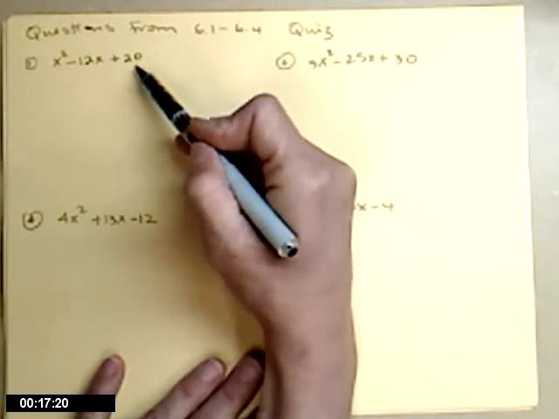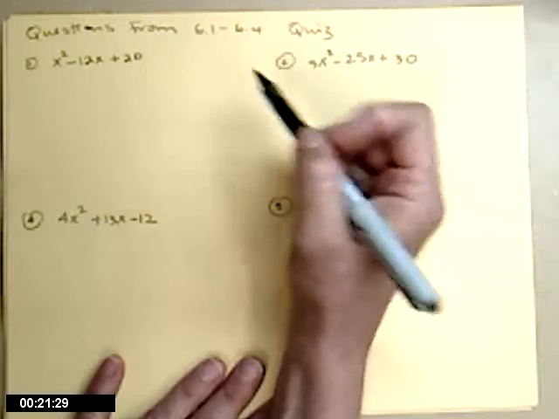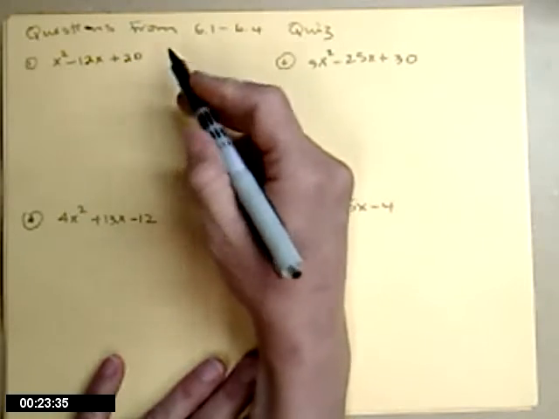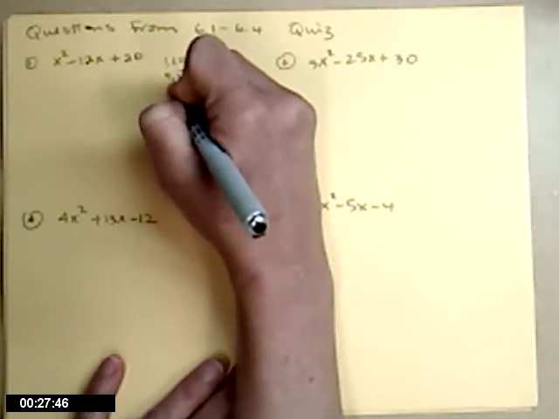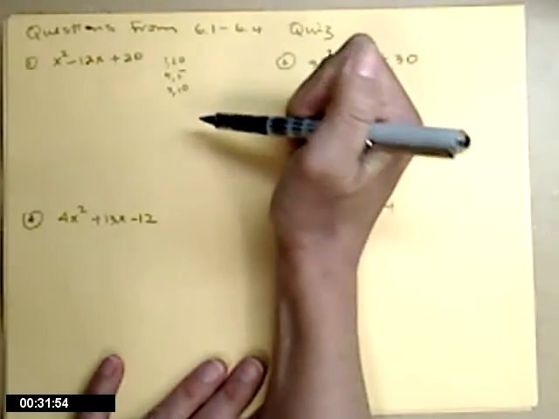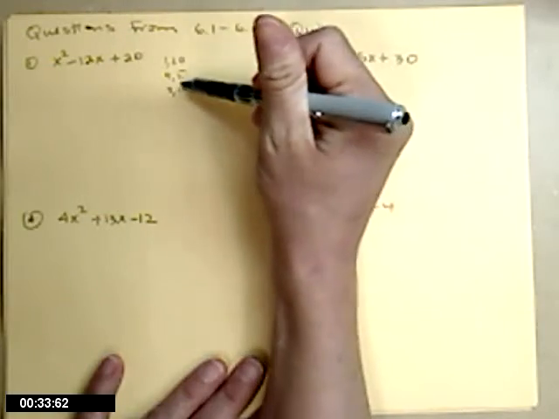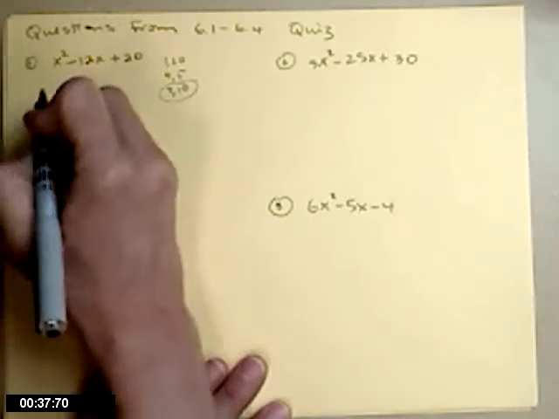So it's a trinomial. My constant term is positive, and my leading coefficient's 1. I need a pair of numbers that multiply to 20. So you can write down all the choices that you know. There we go. And I need the pair that add, since it's positive, to give me 12. So 2 and 10 add to give 12. Now since the 12 is negative, that means these both have to be negative.